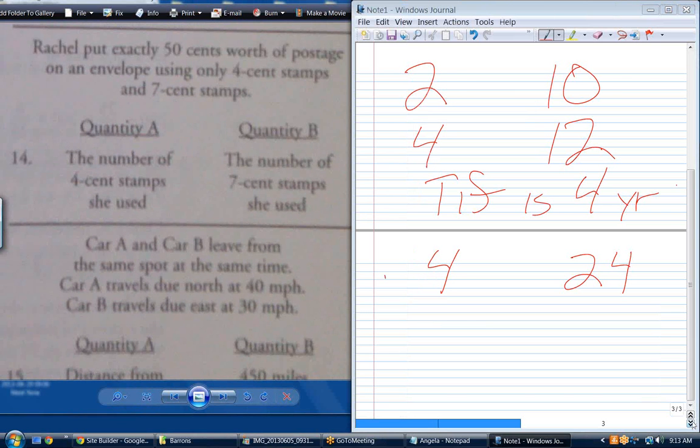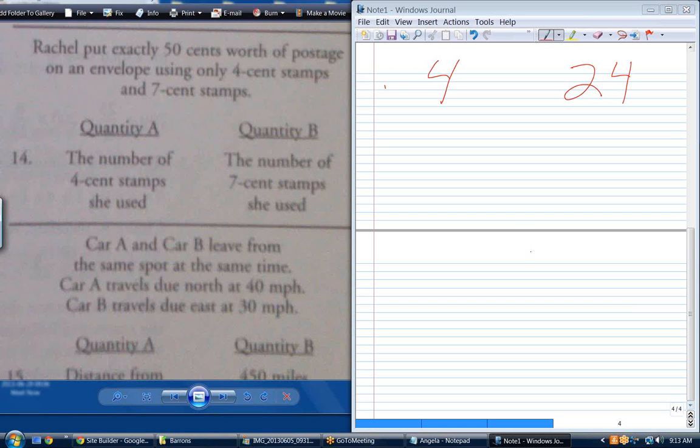Now, this one is tricky, particularly tricky.